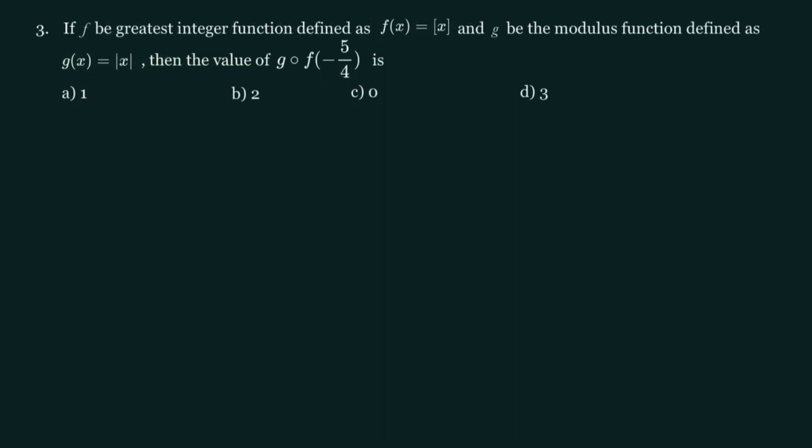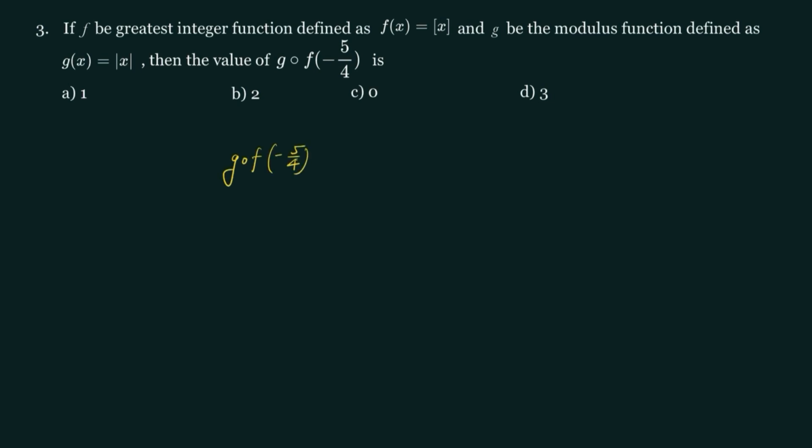Let's move to question number 3. So here f is the greatest integer function and g is the modulus function. So everyone knows what the modulus function is. I believe that you all know what the greatest integer function is. Okay, we will do it while solving the question also. Then we have to find the value of g of f of minus 5 over 4.